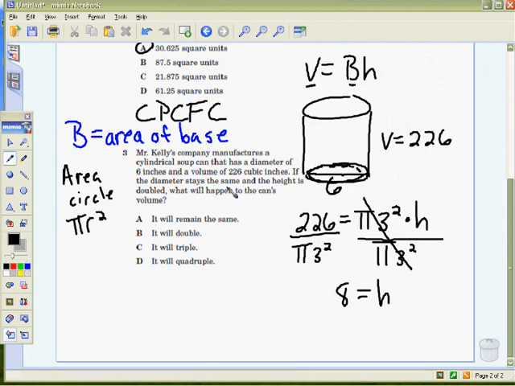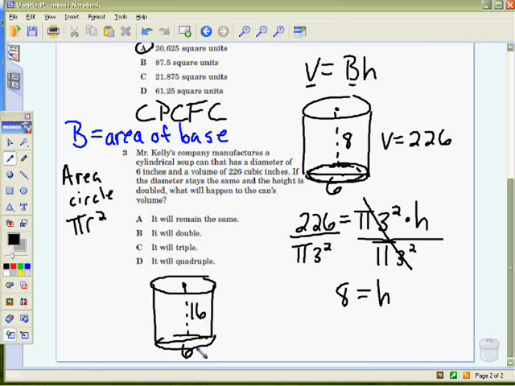So the question again was, if the diameter stays the same and the height is doubled. So now I have this cylinder here, a new cylinder. My diameter is still 6, but my new height is now doubled. This height is 8, so my new height is going to be 16 because I'm doubling it. So what happens to my volume?